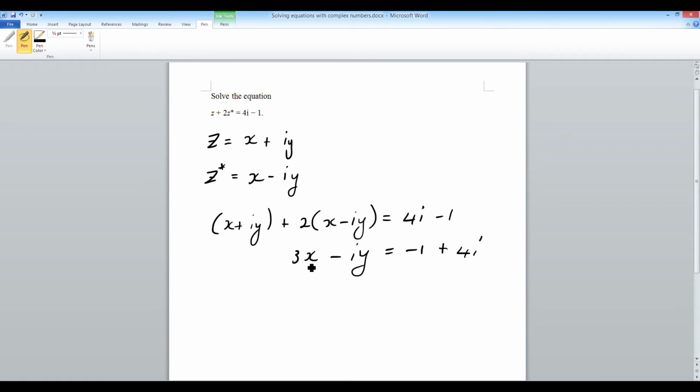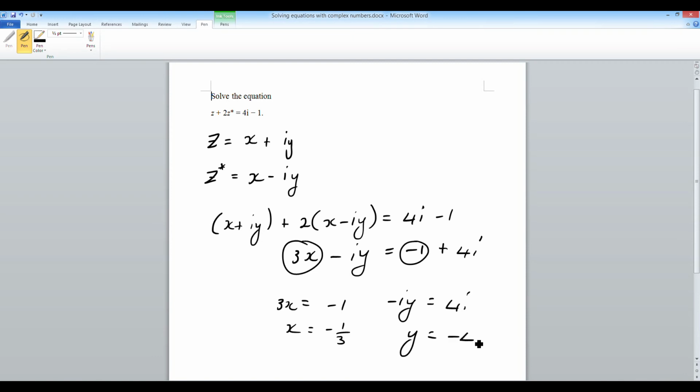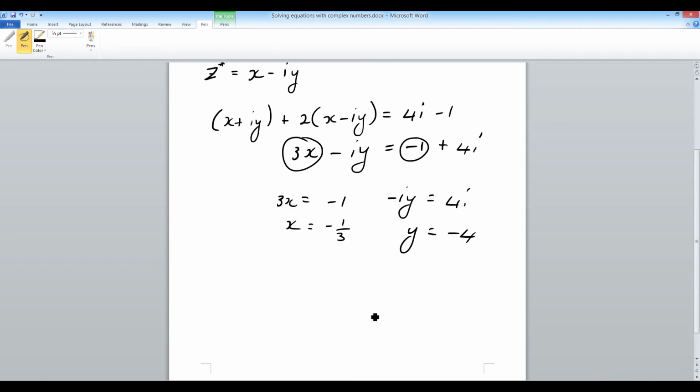So in this case here, if I compare the coefficient of x, I'm going to see that 3x is equal to minus 1. So I'm comparing my real parts here. And then x is going to be negative 1 over 3. Then if I compare my imaginary parts, minus iy is equal to 4i, then y is going to become minus 4. Of course, don't worry about the i's at the moment. I can ignore the i if I want to, just to solve for y.